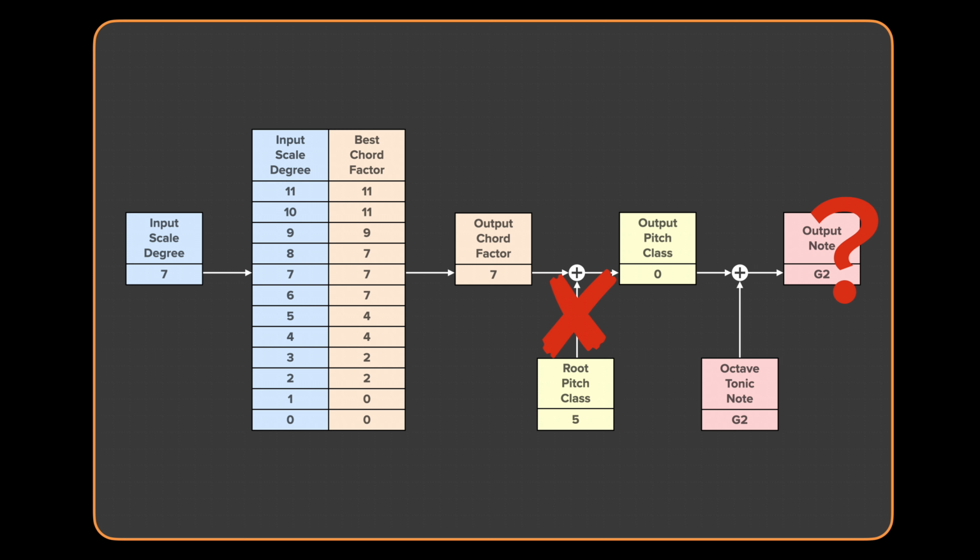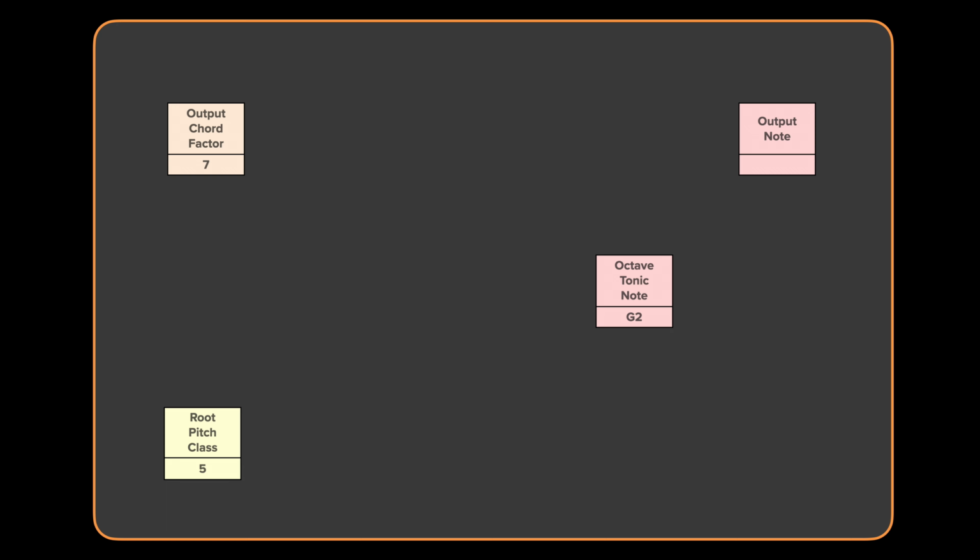How should Harmonize determine the output note? Let's start over. From the calculations we've done so far, we know the chord factor we want to play, we know the pitch class of the root note, and we know the lowest note of the octave that contains the input note. And from the incoming note key parameter, we know the pitch class of the tonic of our scale. Let's work backward from the input note. We'll start with Harmonize's unstated goal. Harmonize wants to play the output note in the same octave as the input note.